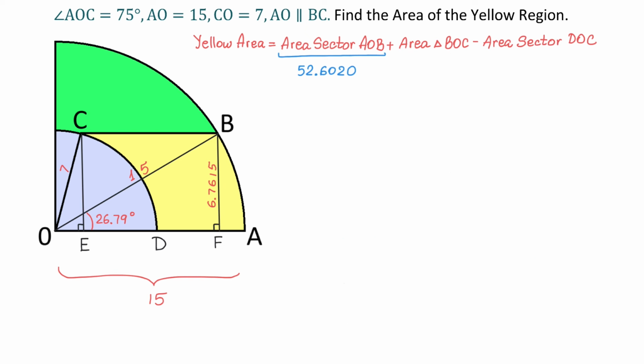So far, in this triangle, we know that the side BO is 15 units and CO is 7 units. We can also find this angle by subtracting 26.79 from 75. So the angle BOC equals 75 degrees minus 26.79, and this equals 48.21. So now in this triangle we know two sides and the included angle.